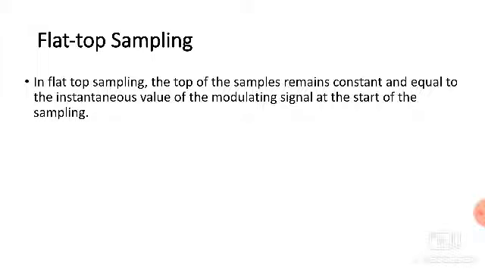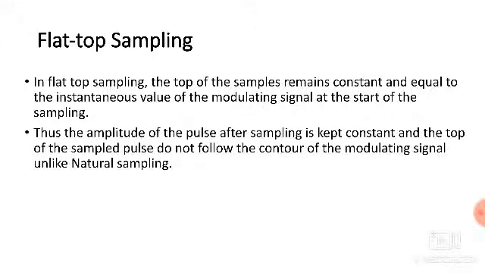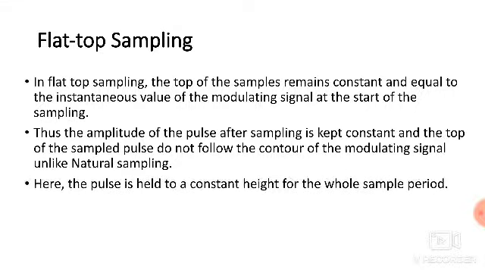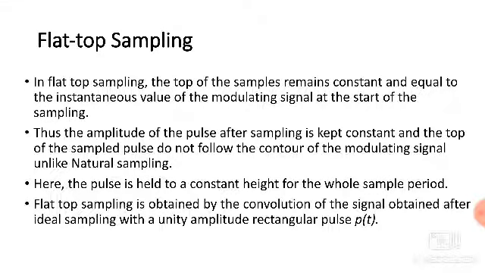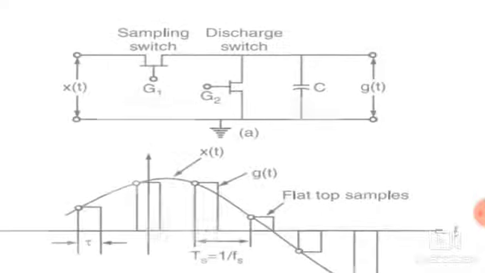In flat top sampling, the top of the samples remains constant and is equal to the instantaneous value of the modulating signal. That is why it is called flat top sampling. Thus, the amplitude of the pulse after sampling is kept constant, so the top of the sampled signal remains flat. The signal obtained after sampling is called the flat top sampled signal.